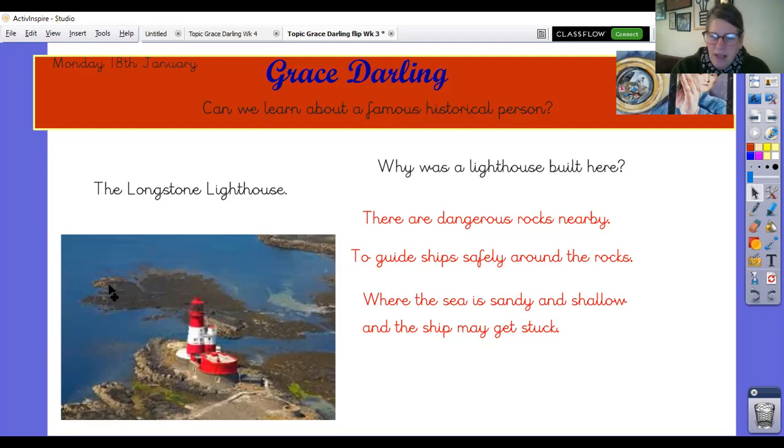But a map is okay. You can see roughly where you are, but you won't know if you're just about to come up to a rock hidden. It may be a rock hidden under the water. So that's why lighthouses were extremely important.